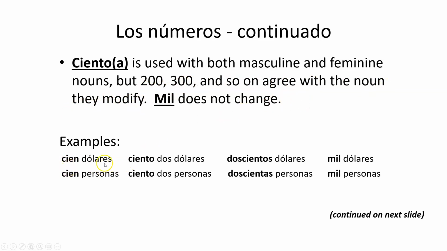So we have cien dólares, cien personas. Ciento dos dólares, ciento dos personas. But this changes here: doscientos dólares, doscientas personas. Once we get to 200, 300, 400, if it's in front of a feminine noun, the number itself must become feminine.